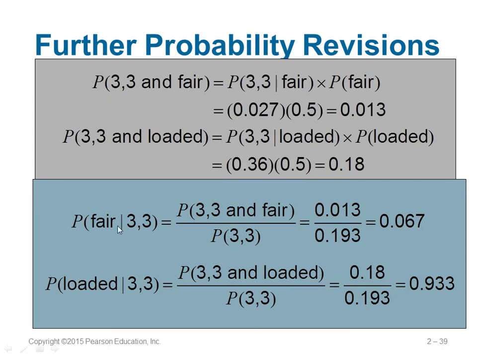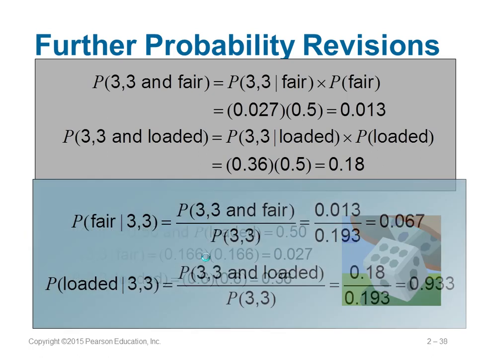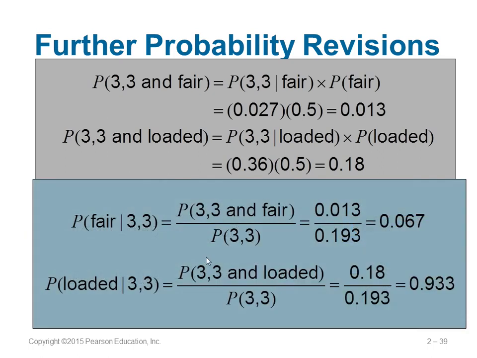And if you want to find fair given 3, 3, now the opposite, the reverse, it is the probability of 3, 3 and fair divided by the probability of 3, 3. Okay, so use the 3, 3 value. How do you get the probability of 3, 3? You just have to get the values here. And you just get the final result here.